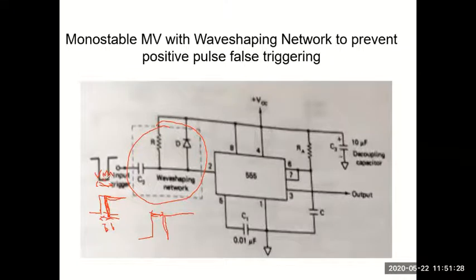Because the input trigger was remaining low for a duration more than the required output pulse width. How do you prevent this? You can prevent this from happening by using a differentiator circuit. This high pass circuit acts like a differentiator. If you remember, we have done it in the lab also. A simple high pass circuit will differentiate this input pulse.